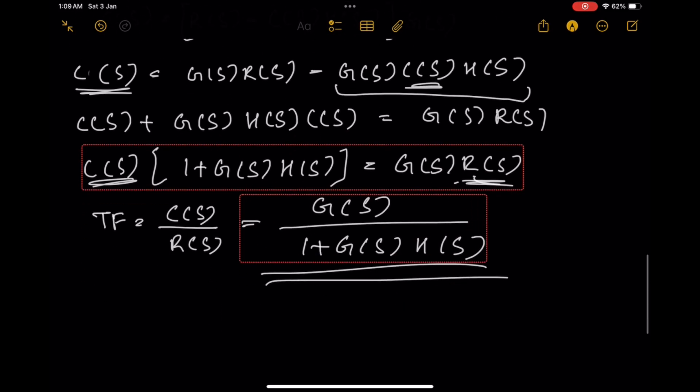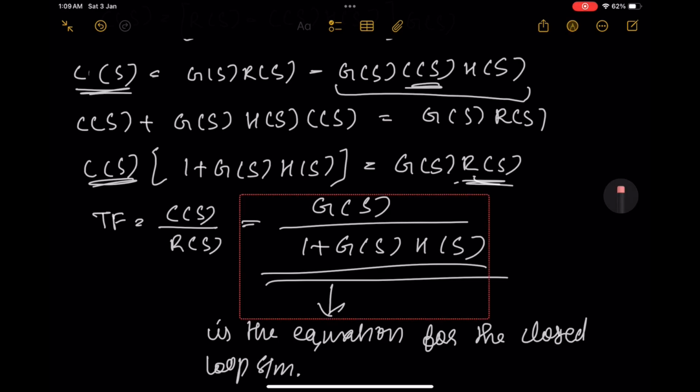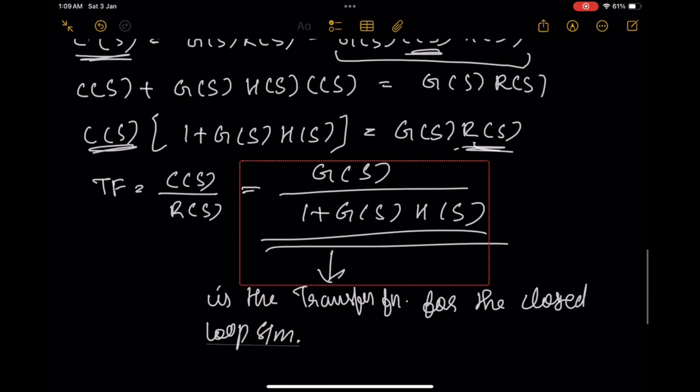The last equation that we have gotten is the equation for the closed loop system. What equation? I'm going to ask you, what equation is it? It is none other than the transfer function. Okay. So we have derived the transfer function of a closed loop system, and that's all for today.